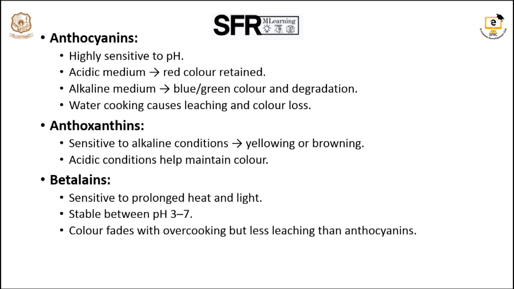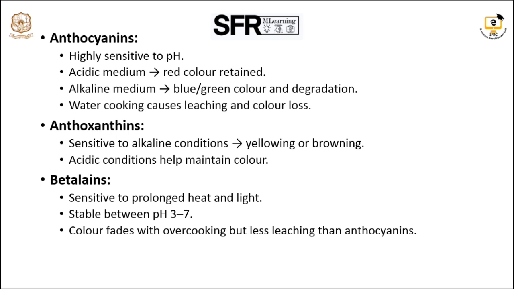The next one is anthoxanthin. These are sensitive to alkaline conditions. Yellowing or browning happens. Acidic conditions help to maintain the color. Anthoxanthins are present in potatoes, cauliflowers, and the like. In an alkaline environment, these browning reactions happen. In an acidic environment, we are able to maintain the color of the anthoxanthin pigments.